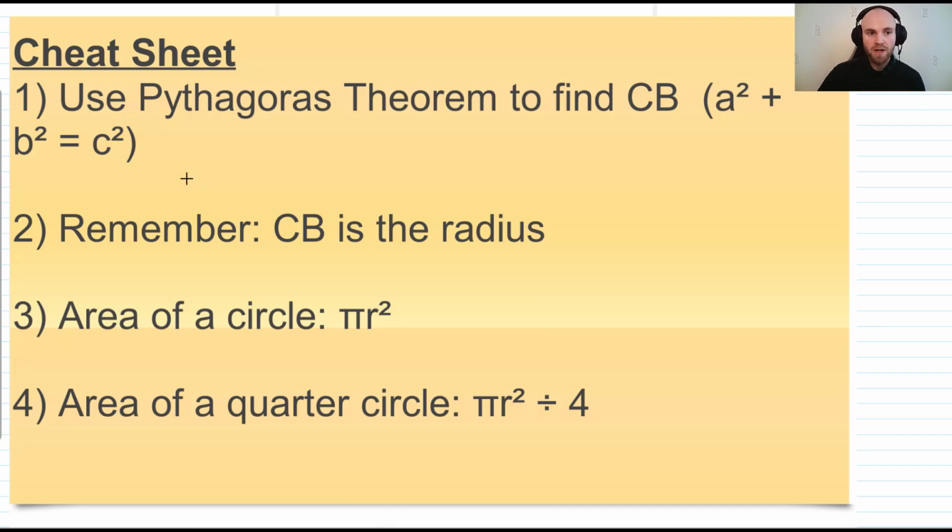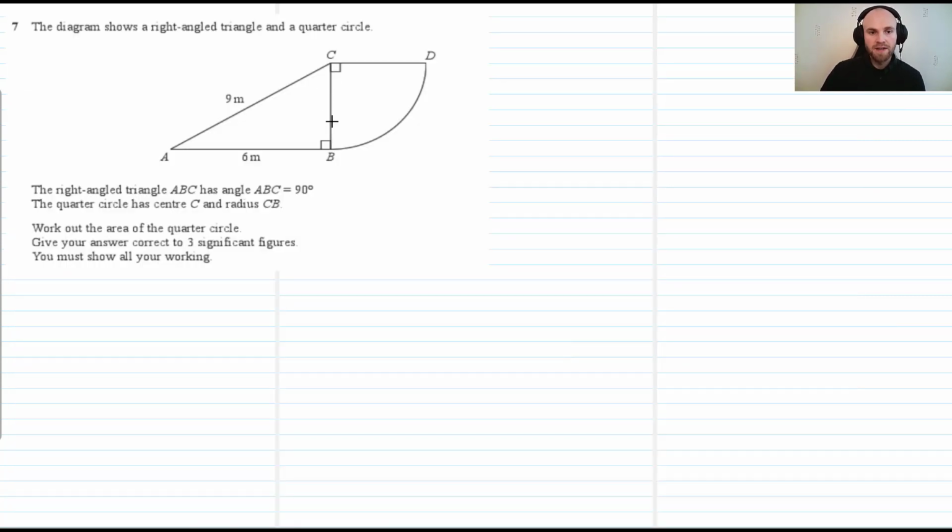So if we go to the cheat sheet, we are going to use Pythagoras' theorem to find CB. And remember that a squared plus b squared equals c squared. And remember, CB is the radius. The area of a circle, you should know this, is pi r squared. The area of a quarter circle is going to be, therefore, pi r squared divided by 4. So first of all, we need to find this length CB. I'm just going to call this x.